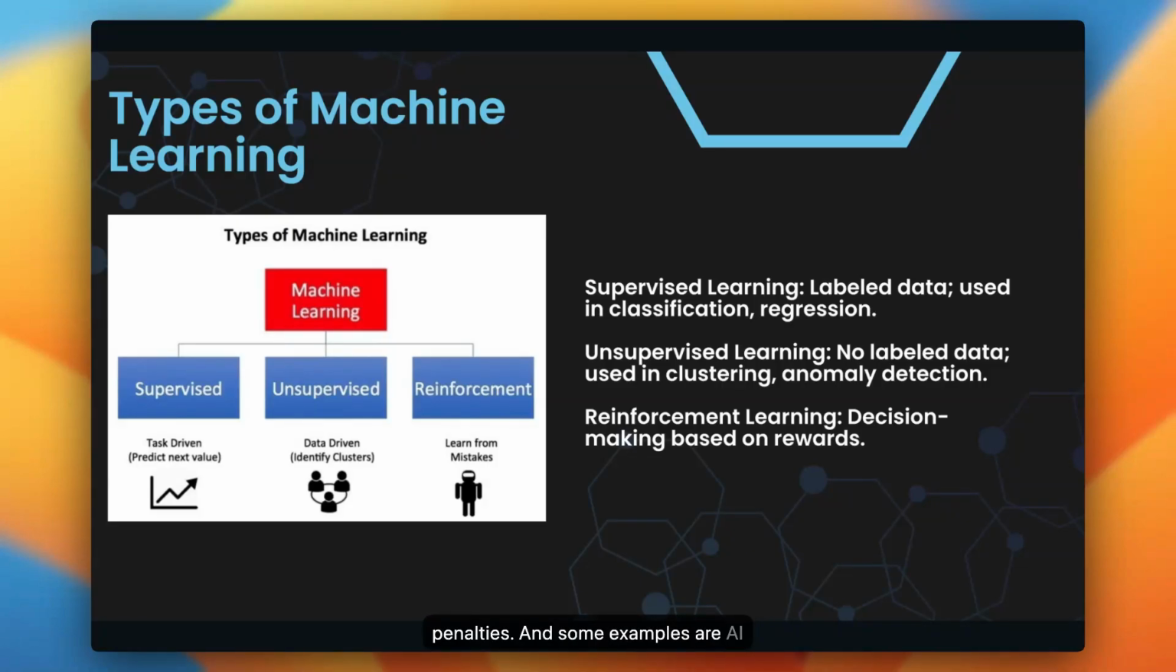And some examples are AI agents learning to play games like chess or Go, and it is used in robotics, so teaching robots to navigate environments. And understanding those types helps us choose the right approach for a given problem.